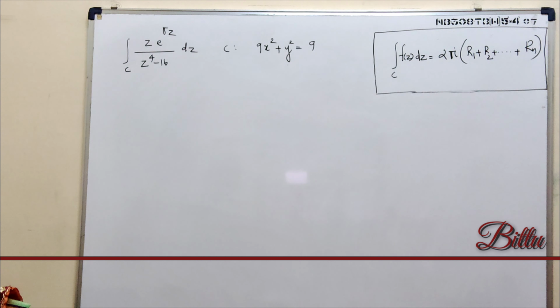Also, you have to notice that all contour integrals can be evaluated by using the residue theorem. The residue theorem says the integral over C of f(z) dz is given by 2 pi i times the sum of residues of the singularities within C. In the residue theorem, C must be a closed curve. In this question, C is a closed curve because an ellipse is a closed curve. So, you can evaluate by using the residue theorem.